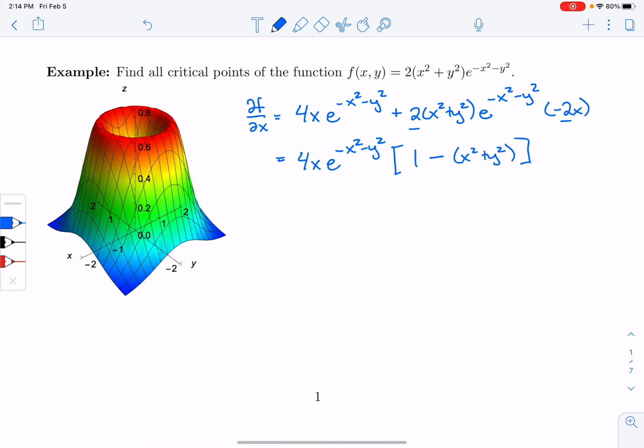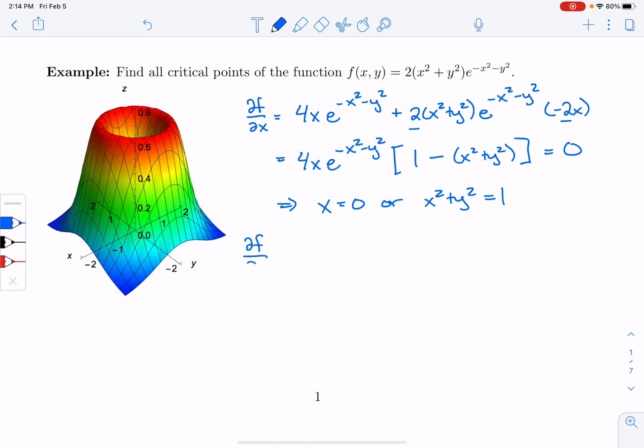So I'm going to set that whole partial derivative equal to 0. And that tells me that either x in this case is 0, or it must be that x squared plus y squared is equal to 1. So the derivative with respect to x is 0, either at x equals 0, or on that circle x squared plus y squared equals 1.